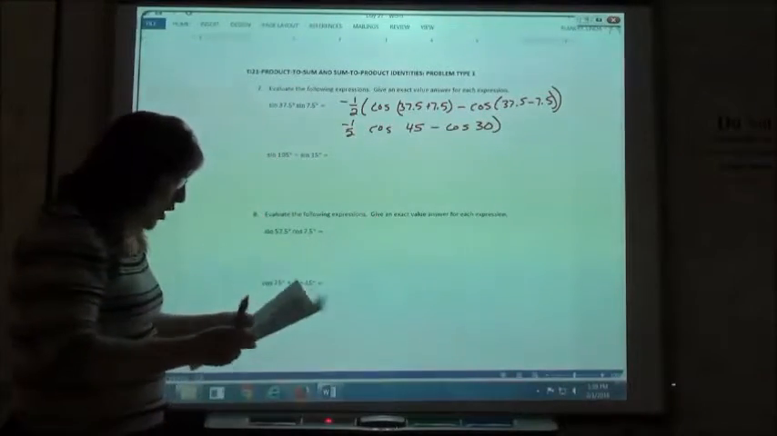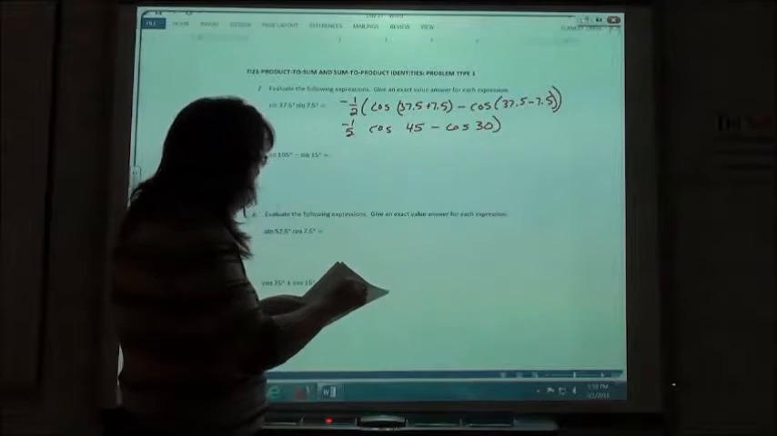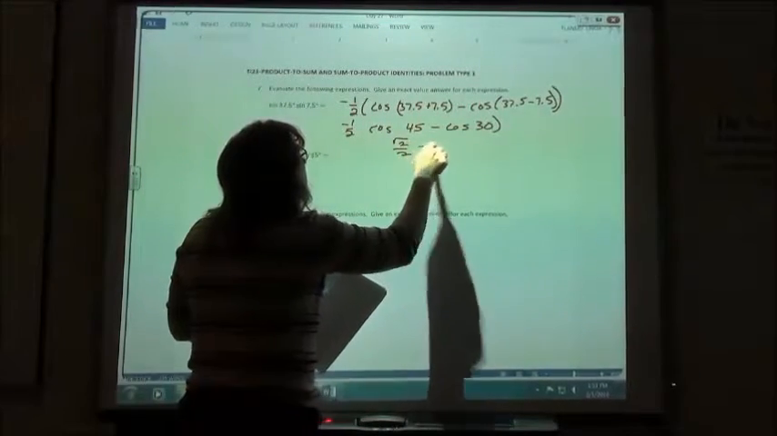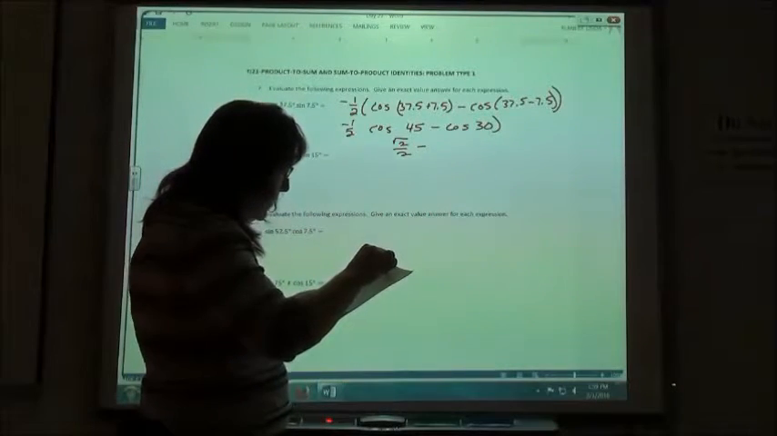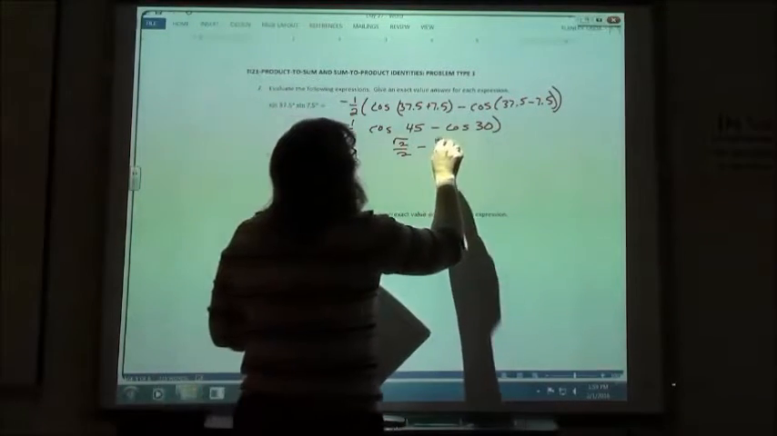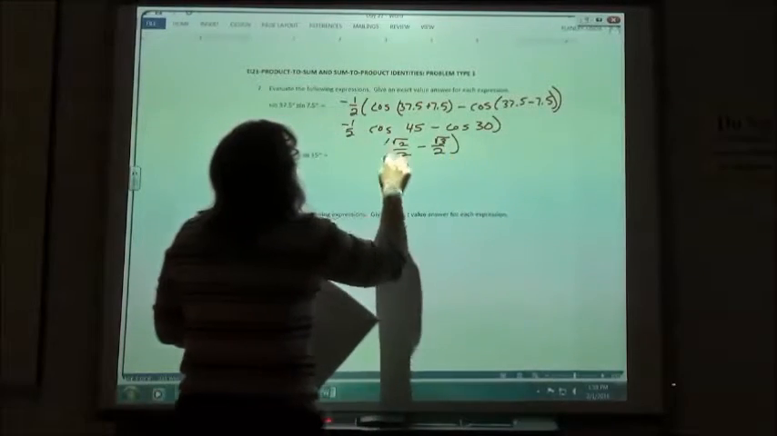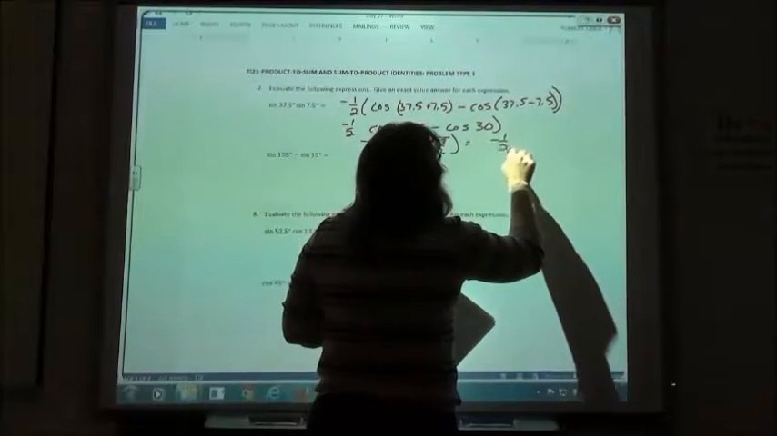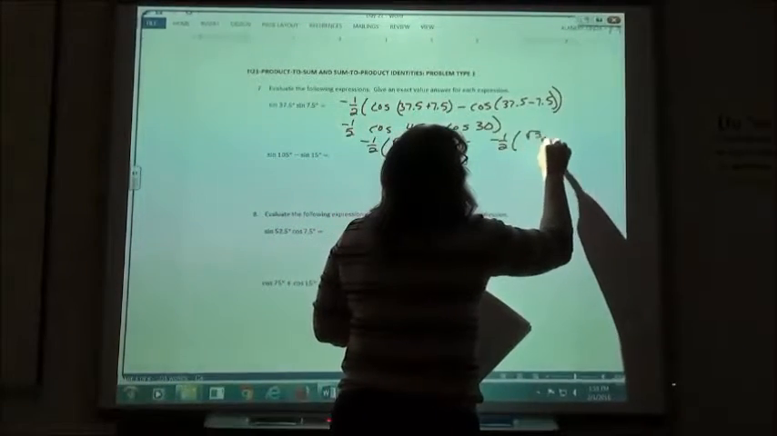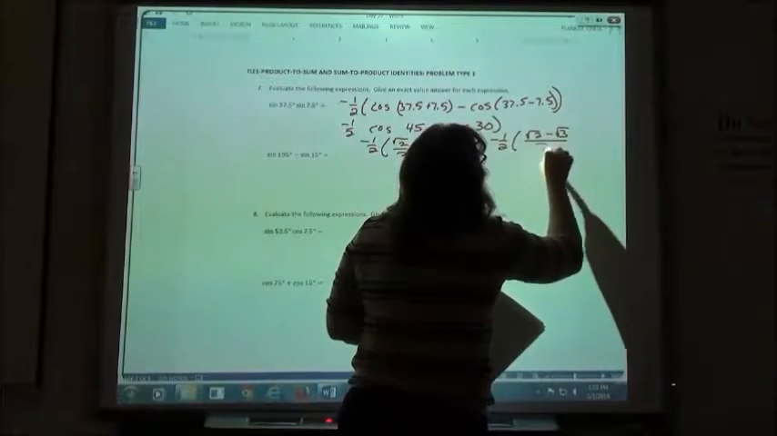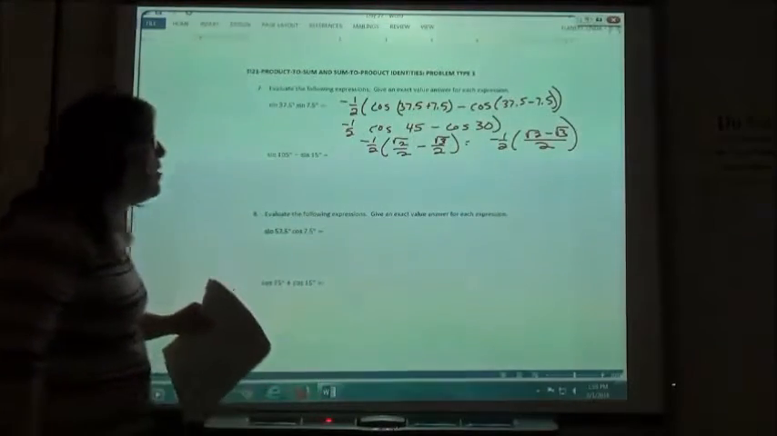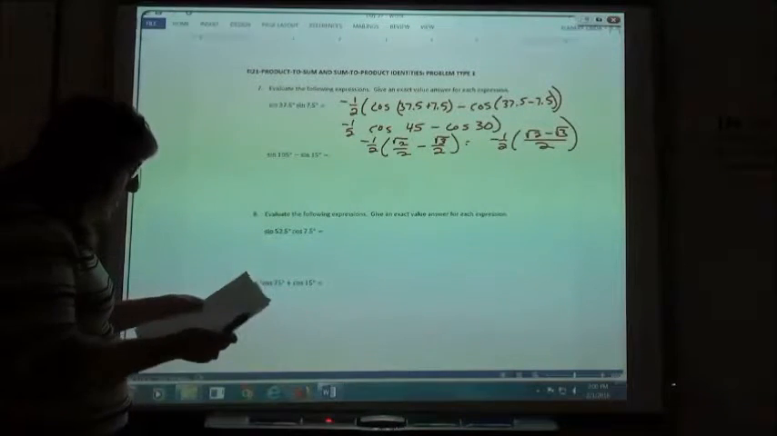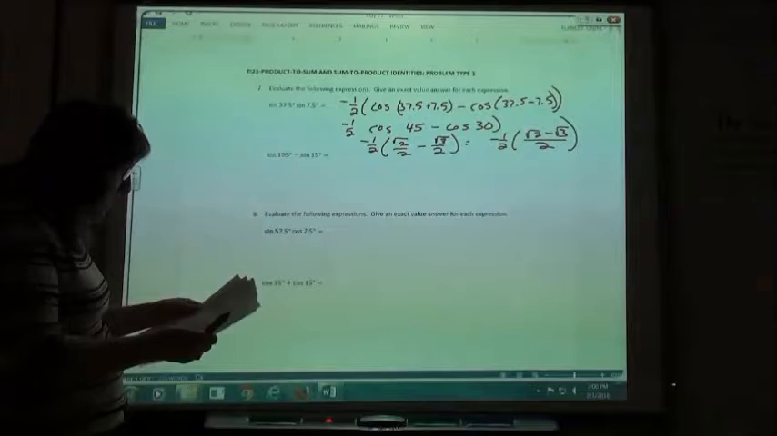So looking up on my chart, cosine of 45 degrees is square root of 2 over 2. Cosine of 30 degrees is square root of 3 over 2. And I have to multiply that by negative 1/2. And so I'm going to have negative 1/2 times square root of 2 minus square root of 3 all over 2. Sneaking that in there. And then when I multiply that out, just going to put a 4 on the bottom. The negative is going to be out in front of your fraction there.